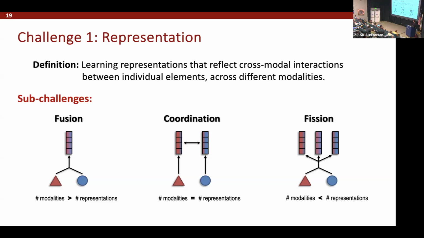And finally, the third type of representation is fission. That's a setting where you learn more representations than the data modalities that you started with. So you have 2 data modalities, you might learn 3 representations, some which capture the joint information that's overlapping between them, and some that capture the unique information in one and the other. So there are lots of ways of learning disentangled and fission representations.